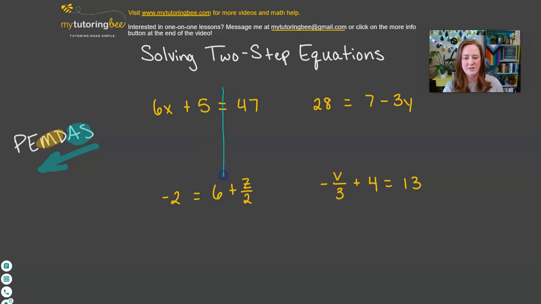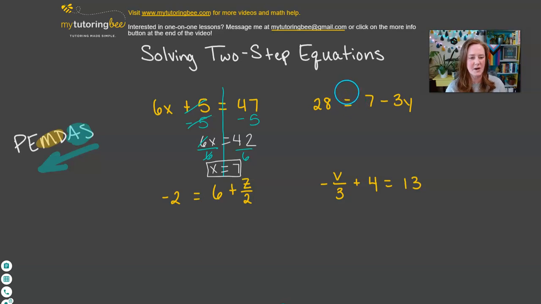Let's go ahead and start with this first one. We're subtracting 5 from both sides of the equation. That's going to cancel that out here, leaving us with just 6x equals 47 minus 5 gives us 42. And then 6 is being multiplied here, so we need to divide by 6 on both sides. That's going to cancel out the 6 there and leave us with 7.